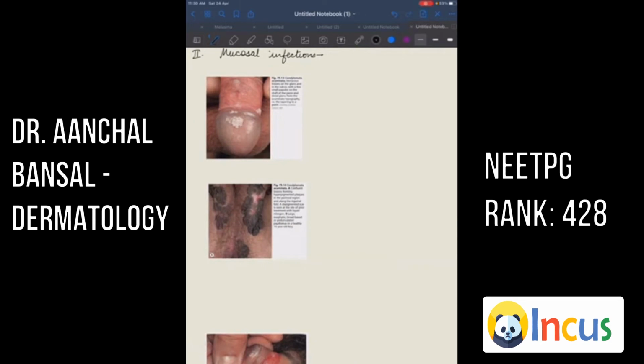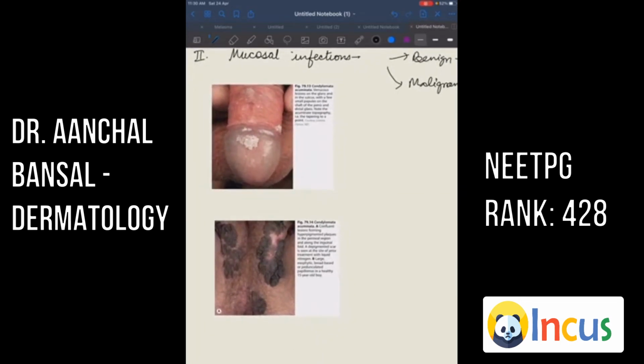The second presentation is mucosal infections. Mucosal infections can be classified based upon the strain. Benign infections are generally caused by 6 and 11, and malignant changes are induced by 16, 18, 31, 33, 45, 52, 58 and so on.